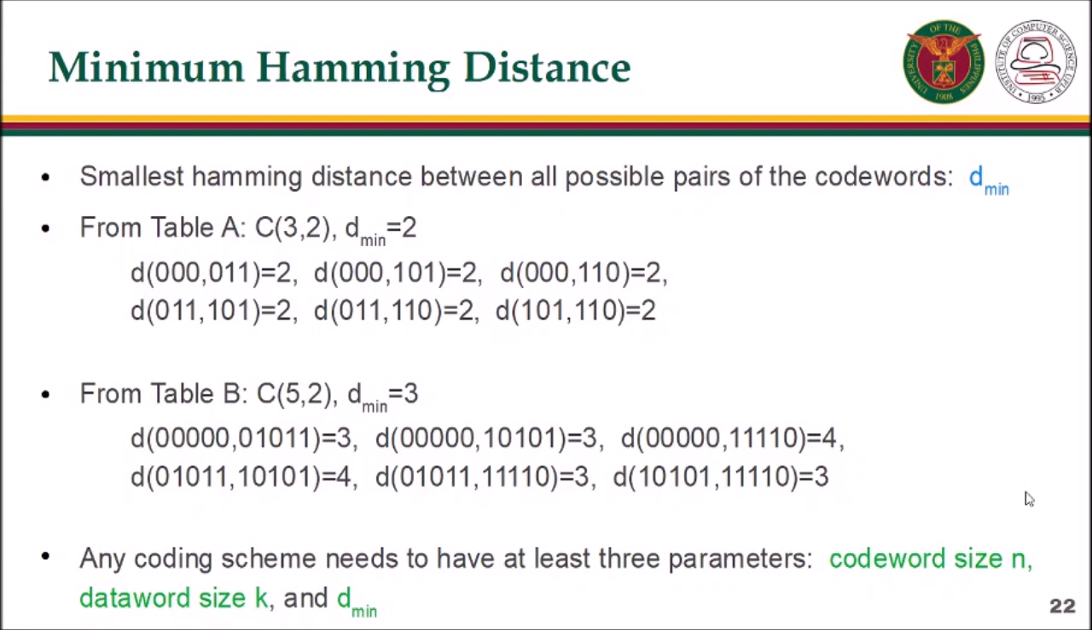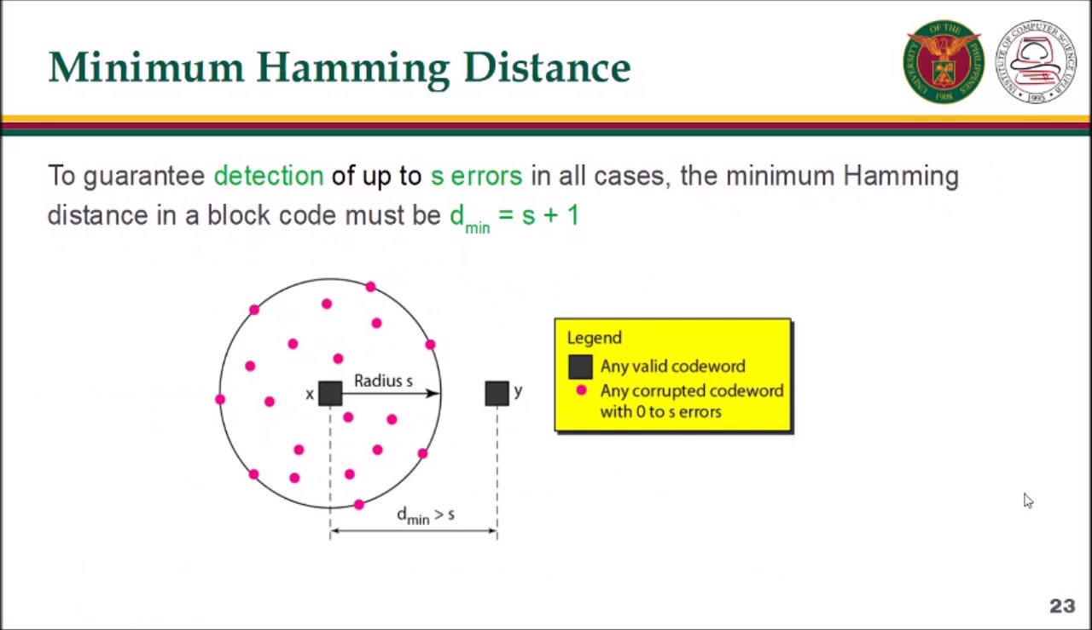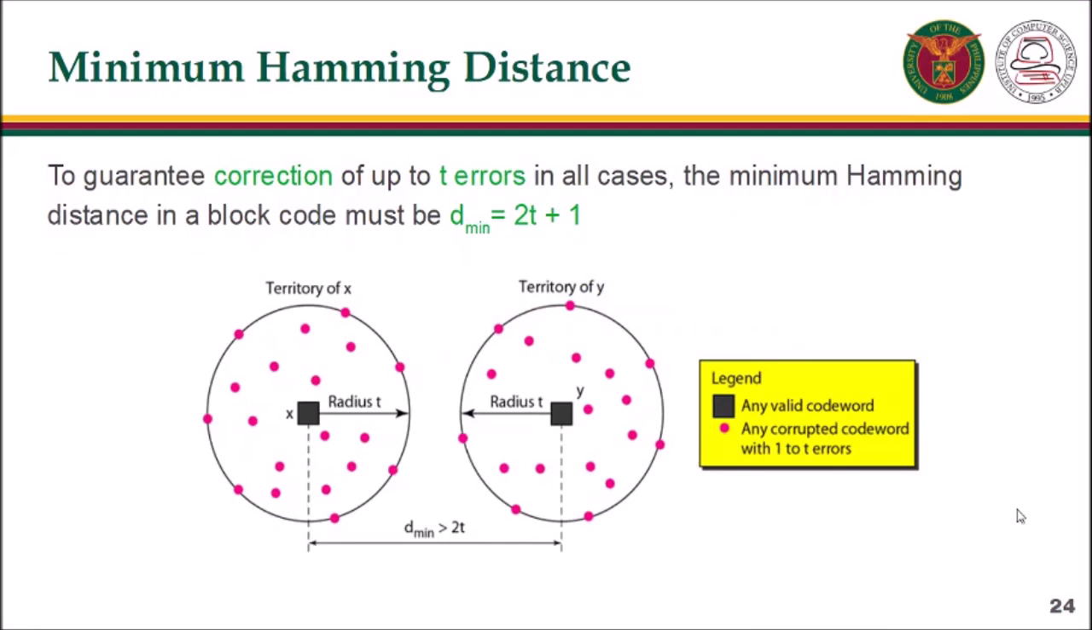The minimum Hamming distance is the smallest Hamming distance between all possible pairs of code words, represented by d_min. From Table A, the minimum Hamming distance is 2. For Table B, the minimum Hamming distance is equal to 3. Any coding scheme needs to have at least 3 parameters: the code word size n, the data word size k, and the minimum Hamming distance. To guarantee detection of up to S errors in all cases, the minimum Hamming distance in a block must be S plus 1. To guarantee correction of up to T errors in all cases, the minimum Hamming distance in a block must be 2T plus 1.